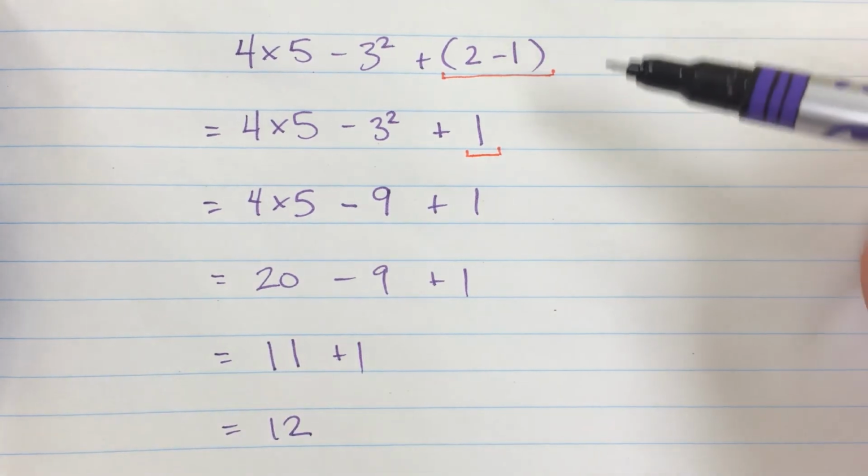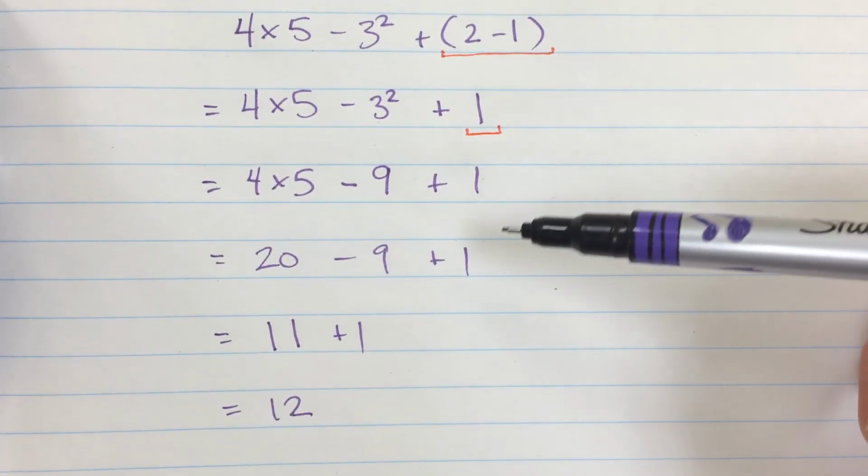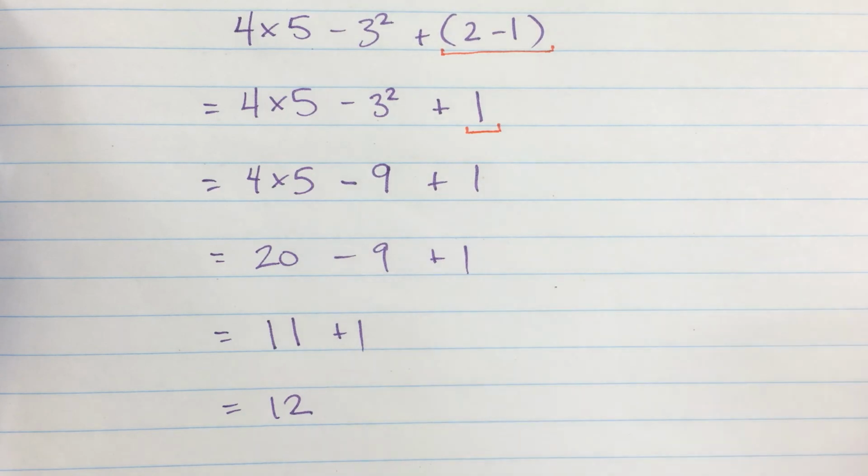Hopefully that clears up what I'm looking for. This is the way to write down the simplification as you evaluate this expression and eventually get to 12.